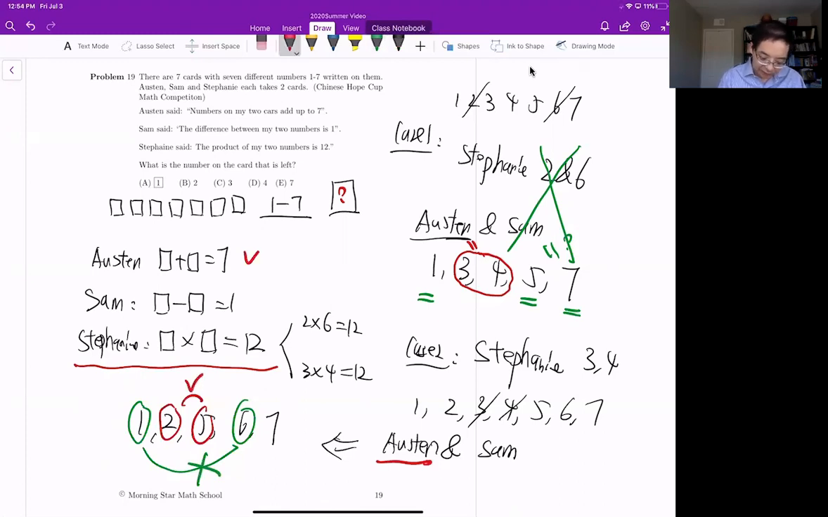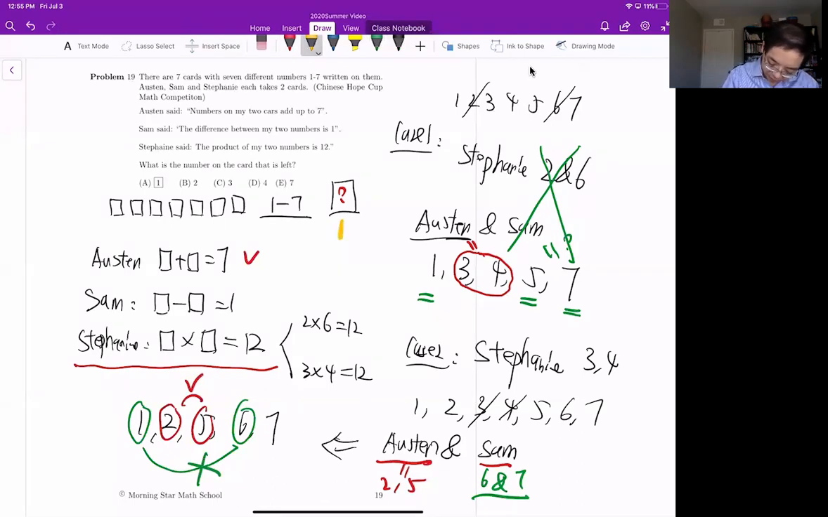So Austin has to be 2 and 5, and Sam has to be 6 and 7. Based on all that information combined, we get the right distribution of cards among these 3 people. The conclusion is what is left behind: the left behind is 1.